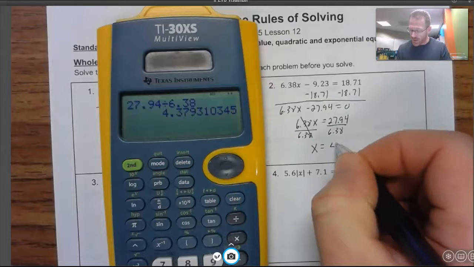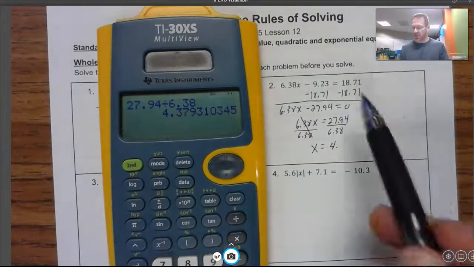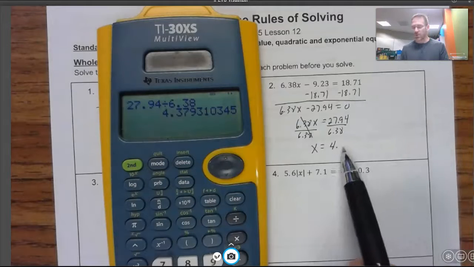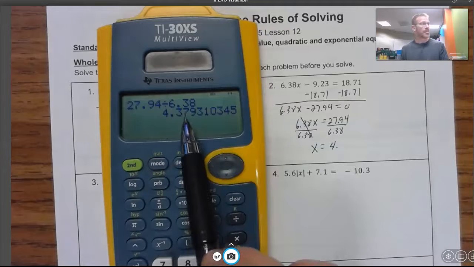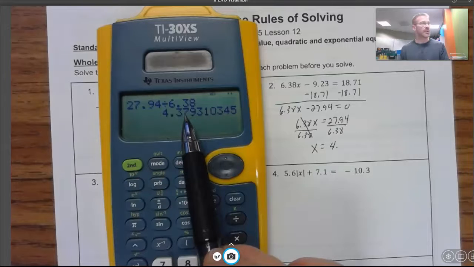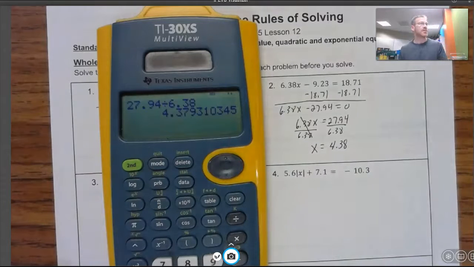All right, so 4 point, and let's go to 2 decimal places. We typically want to try to match the decimal places in the problem. So if we have 2 decimals here, we want 2 decimals here. So I'm going to look after the second decimal to round up or down. If this number after whatever we want is 5 or higher, I round up. If it's 4 or lower, round down. So since this is 9, I'm going to round this to 4.38. And there's my answer.